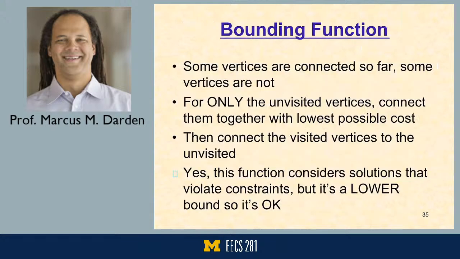Some of the vertices are connected so far, some are not. So what we're trying to do is figure out, for only the unvisited vertices, how can I connect them with the lowest possible cost?